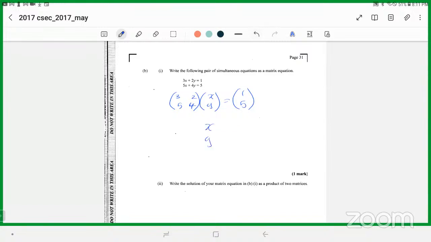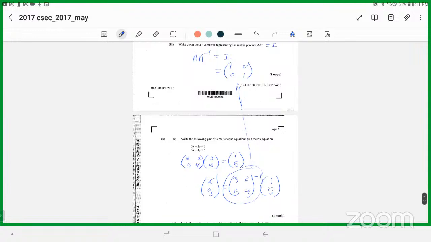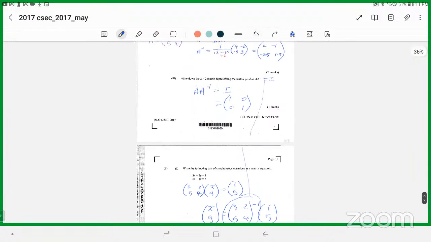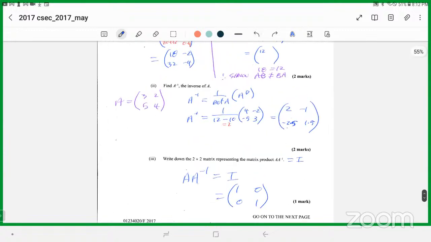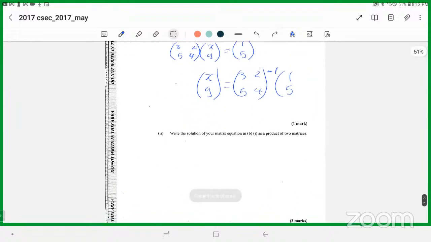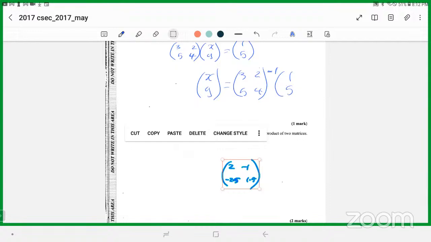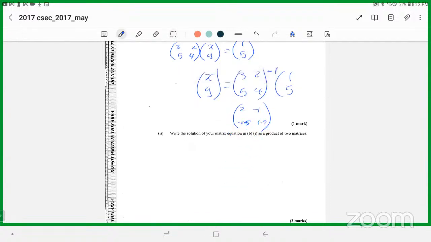So xy is going to be equal to the 3254 to the negative 1. So I put in the negative 1, the inverse, times the 1, 5. But we already know the inverse of this matrix is this one up here that we just calculated. All right, that's the inverse. So we'll just copy it down. This is the inverse we need. Let's copy that down. So it becomes the inverse times the 1, 5.